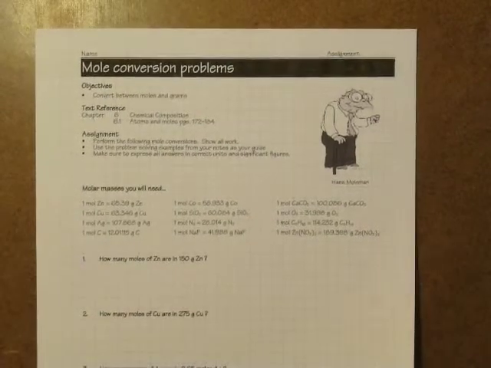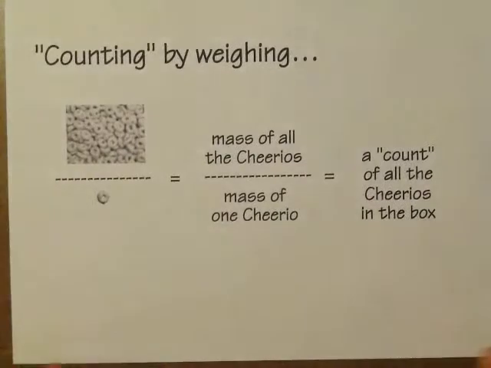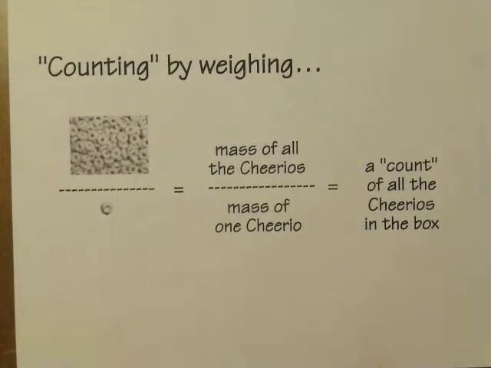So what we're looking at is how do we count things in chemistry. When we're trying to count things in chemistry, like atoms and molecules, there are far too many and they're far too tiny to count individually. So instead, we use a strategy of counting them by weighing them.